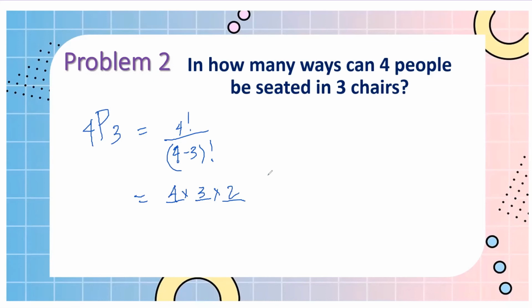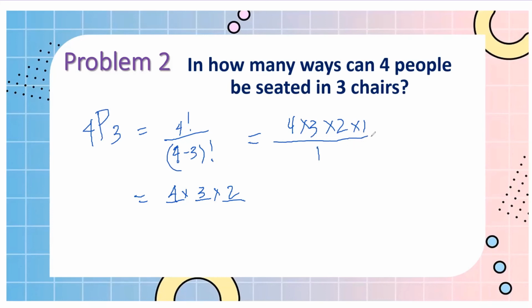4, 3, 2. Yan, kasi 3 chairs lang eh. Another way is, there are 2 ways lang pala. Ayan, so gawin nyo na yan. 4 factorial is 4 times 3 times 2 times 1. Optional yung 1. Tapos 4 minus 3 is 1. Kaya 1 factorial lang yon.